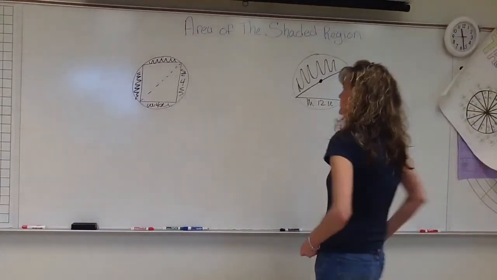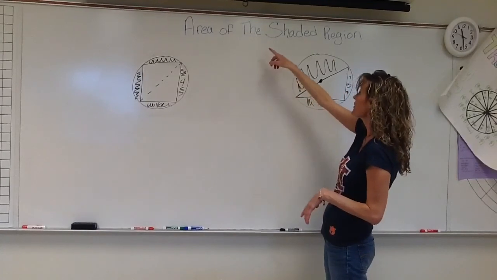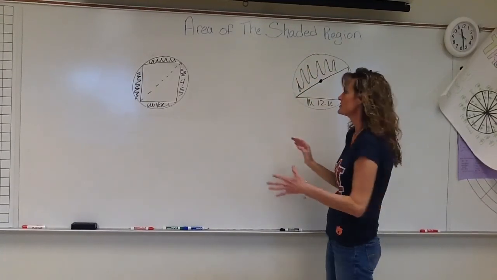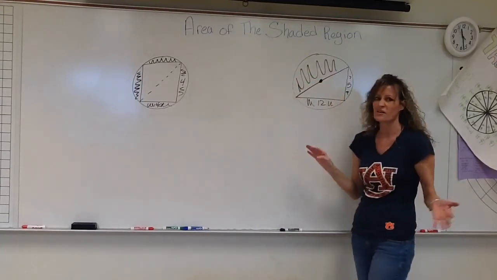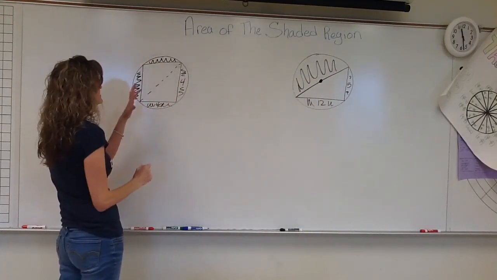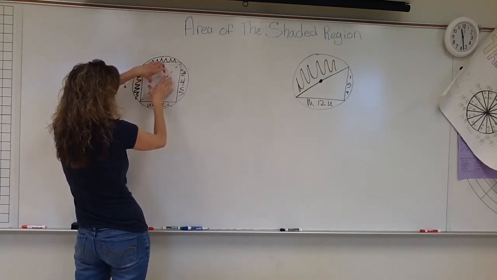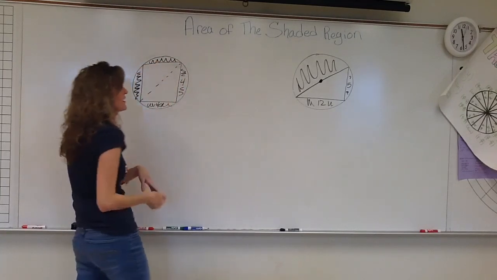Today we're going to continue with our lesson on circles, and we're going to find the area of the shaded region. So if you look, I have two circles. They're not very good, but they're the best I can do. The first circle has a square inside of it, and I want only the shaded region, so I do not want the square, so I want to pull the square off of that.